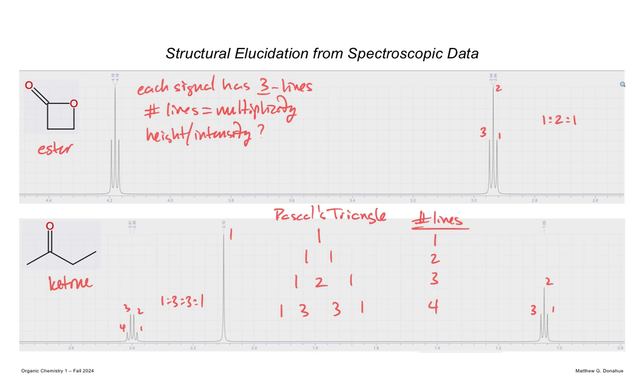So just looking at any signal, you're counting the lines, and then Pascal's triangle is telling you the intensity of those lines. And then it's further going to tell you something that we'll get to in about 10 or 15 minutes, about how you use that information to construct the carbon-hydrogen backbone of your structure.